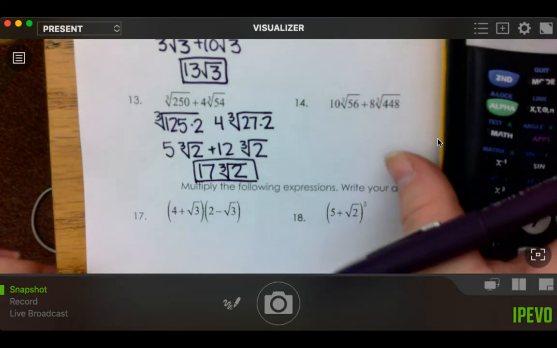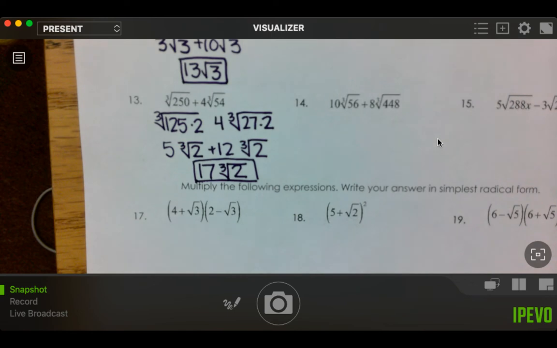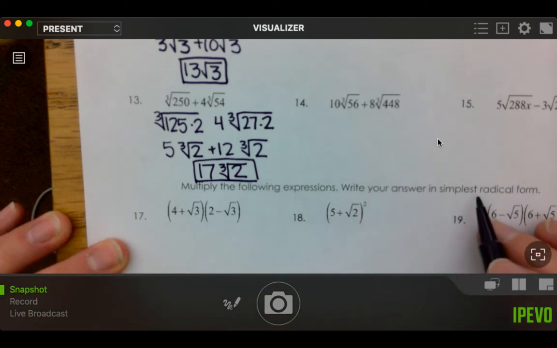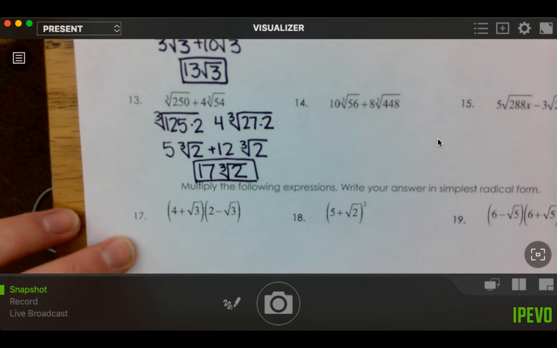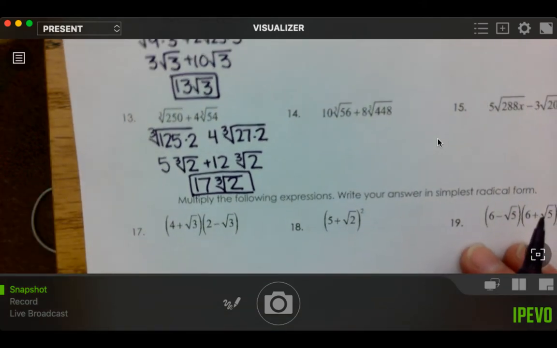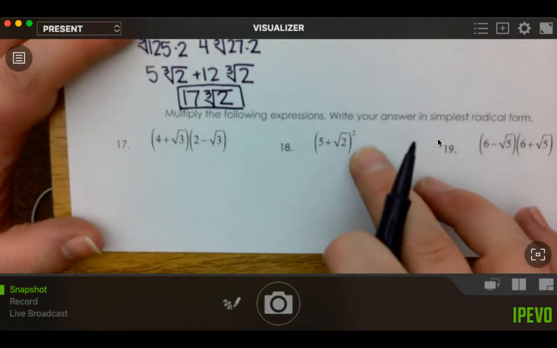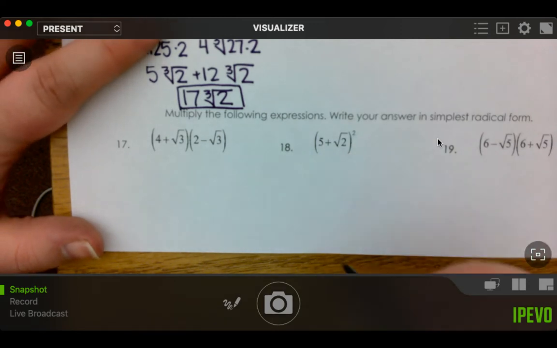Now, let's talk about multiplying. So there is one main rule with multiplying. You can multiply numbers out front together and numbers inside together, but you can't mix those two things together. It does say write your answer in simplest radical form. That means you have to simplify your answer at the very end. So I'm going to do this first one, and then I'll show you how to set up 18, but it's pretty much the same thing.